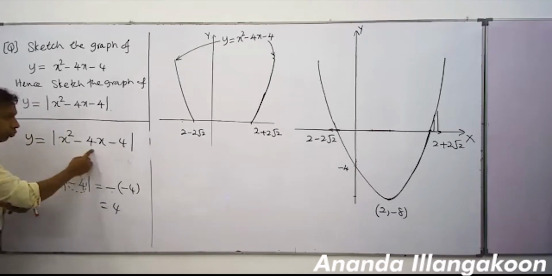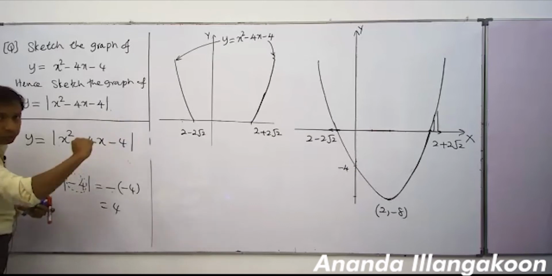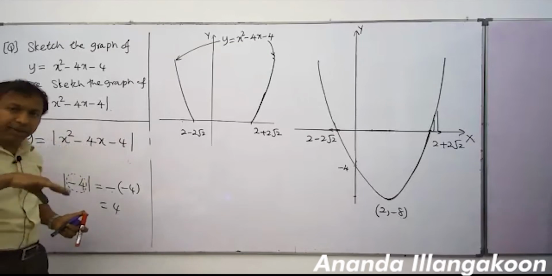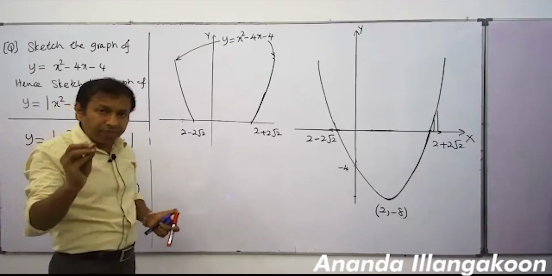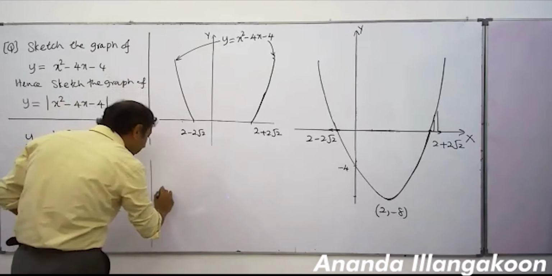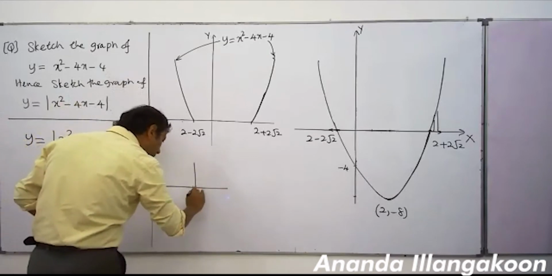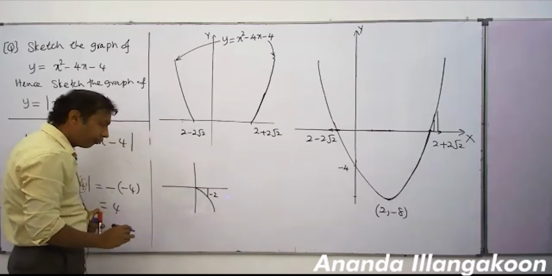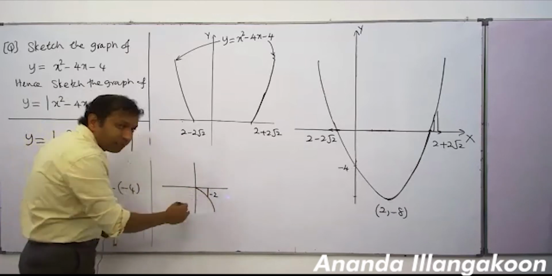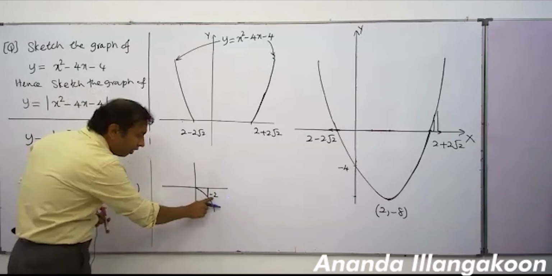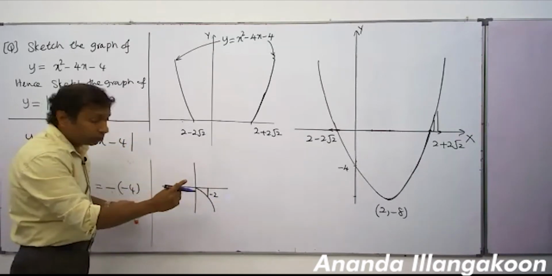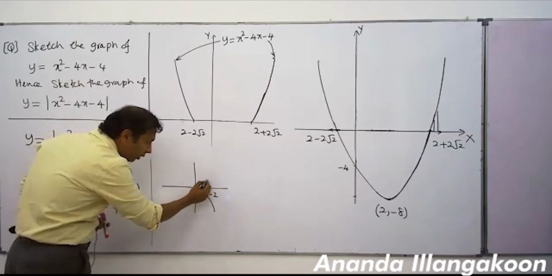Therefore, since this is negative between 2 minus 2 root 2 and 2 plus 2 root 2, this part you have to multiply by minus. Multiplying by minus means, people, now suppose here like this, we have a graph like this. For example, this is suppose minus 2. Then this height only we multiply by minus sign. Then already we have minus. When you multiply that by another minus sign, we get what? Plus 2. So therefore, the same height coming above the x-axis like this.